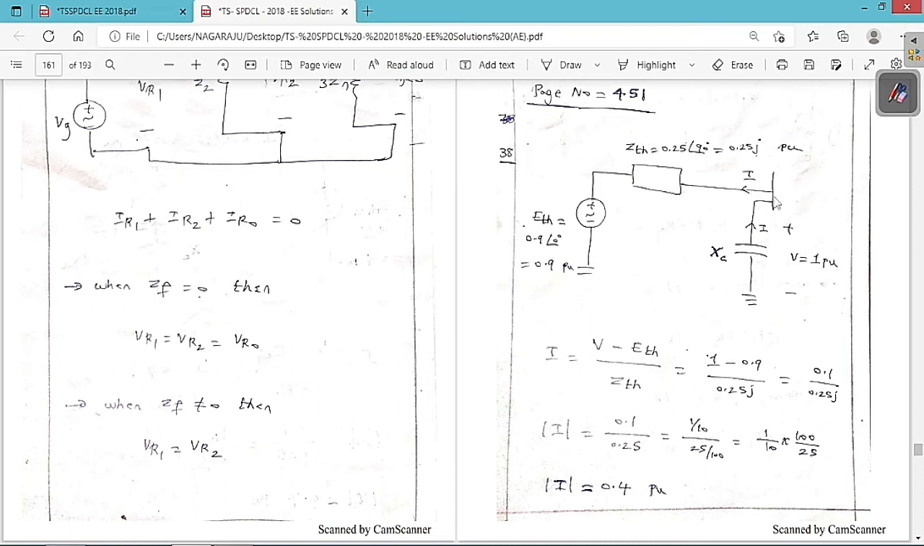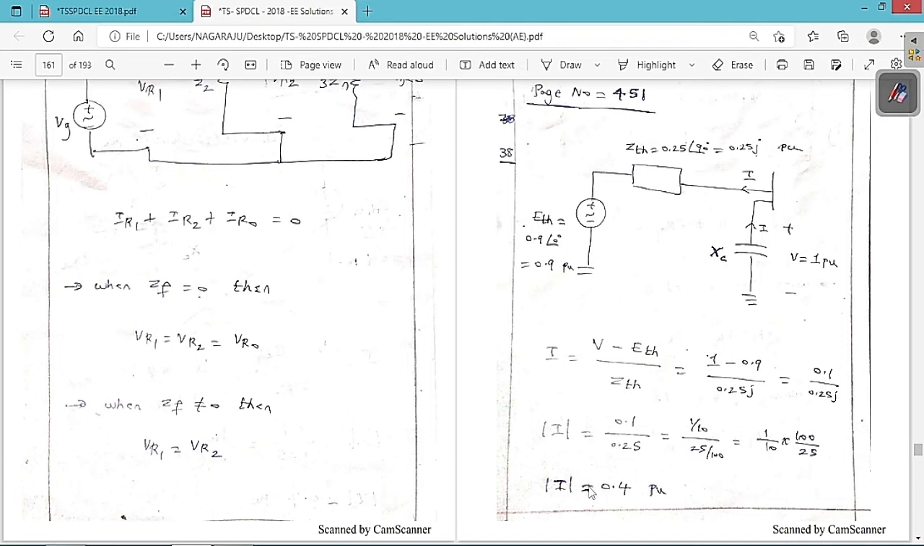Now this voltage we know, and this voltage we know. So what is the value of current I? I is equal to higher voltage minus lower voltage by impedance, V minus ETH by ZTH. V is 1, ETH is 0.9, ZTH is 0.25j. If we solve this, we get 0.1 by 0.25j. But I want only the magnitude of the current, which is 0.1 by 0.25. If you solve this, we finally get 0.4 per unit, because all the voltages and the impedance are in per unit.